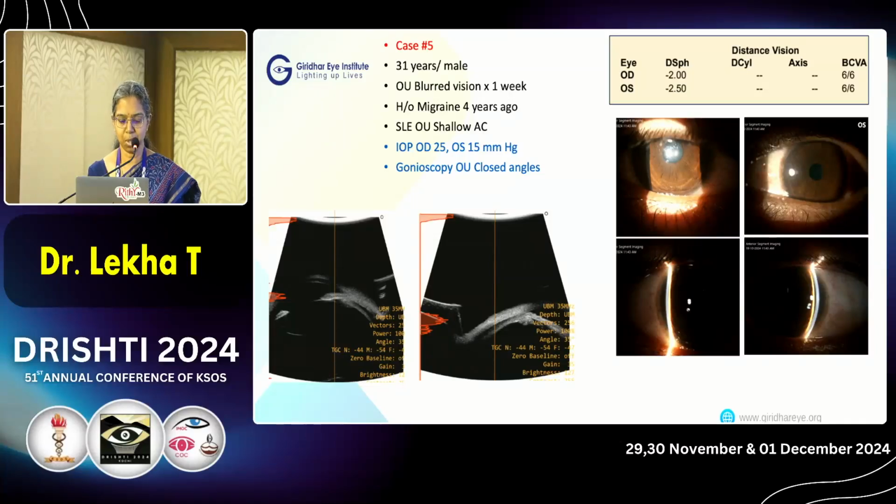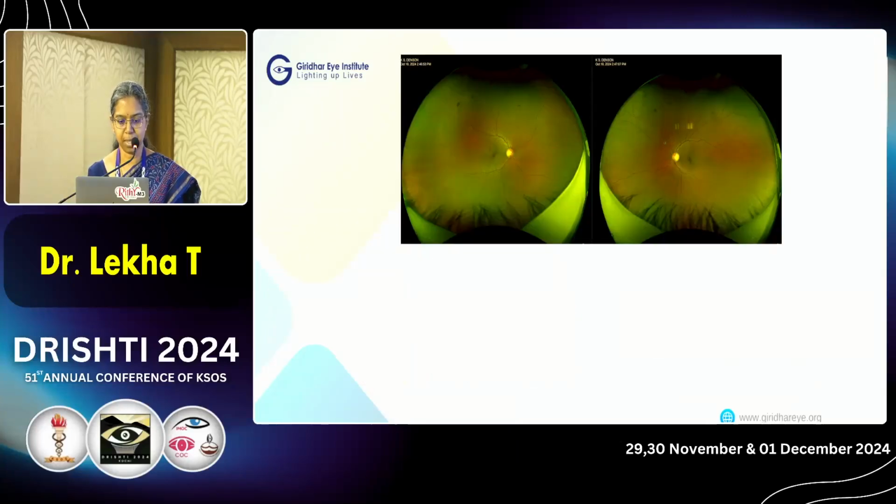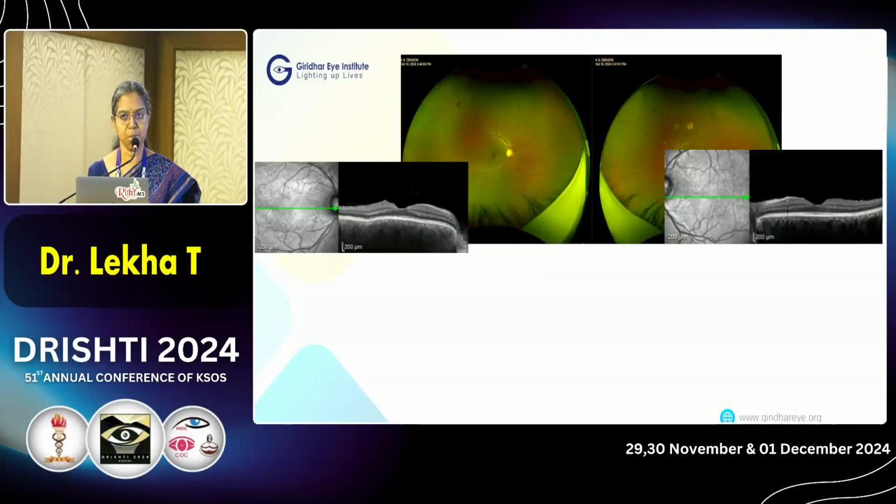So normally, what do you think? Though he had a past history of migraine, he was not on any treatment recently. So our first possibility of drug-induced angle closure could not be convinced because there was no positive drug history. The other possibility was a VKH, but his fundus and OCT was normal.